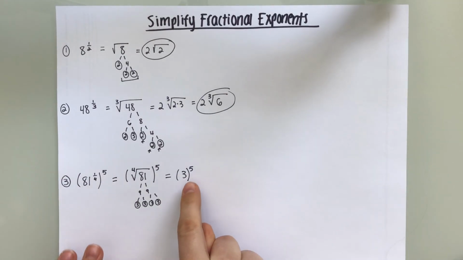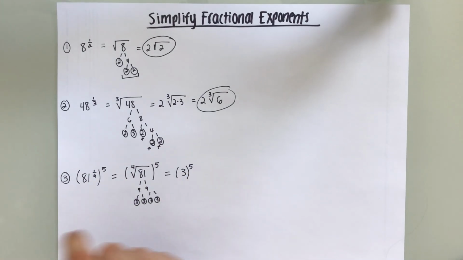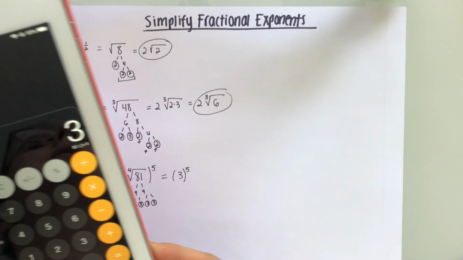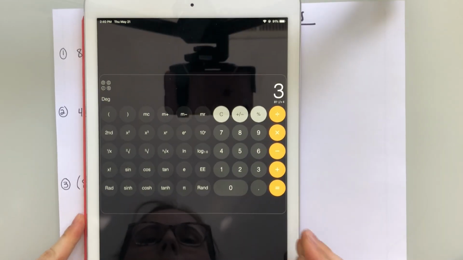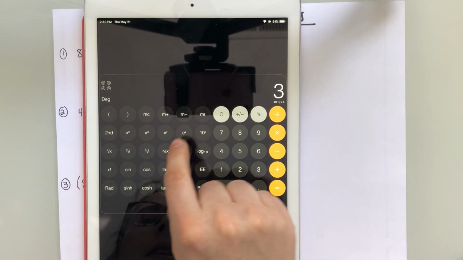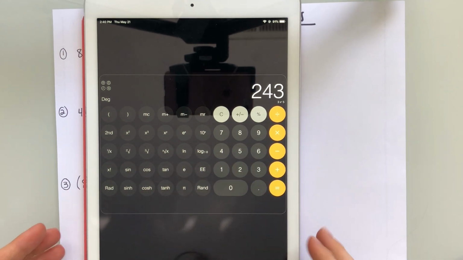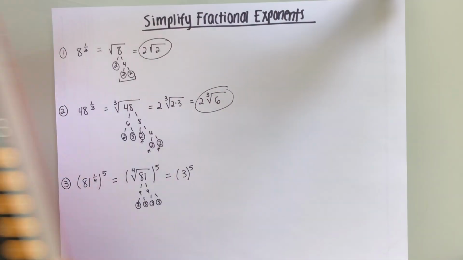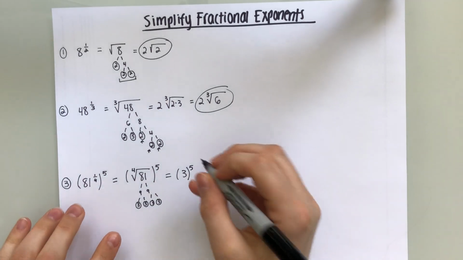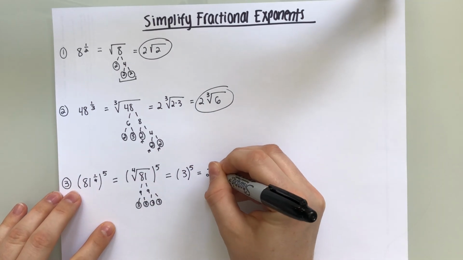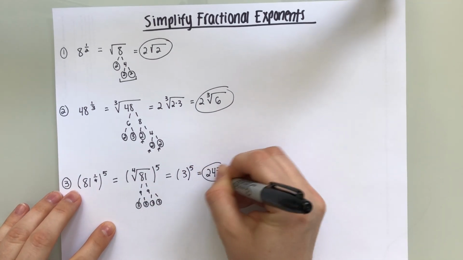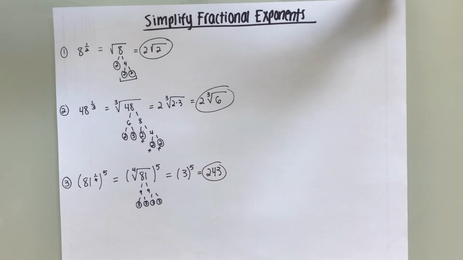So now what I can do is I have 3 to the power of 5. I need to go ahead and simplify that. I'm not sure what that is right off the top of my head, so let's put it in the calculator. I have 3 in there already. I'm going to click that x to the y button, and then 5. So 3 to the 5th is 243. And that is our final answer for this problem. We're going to do a couple more problems.